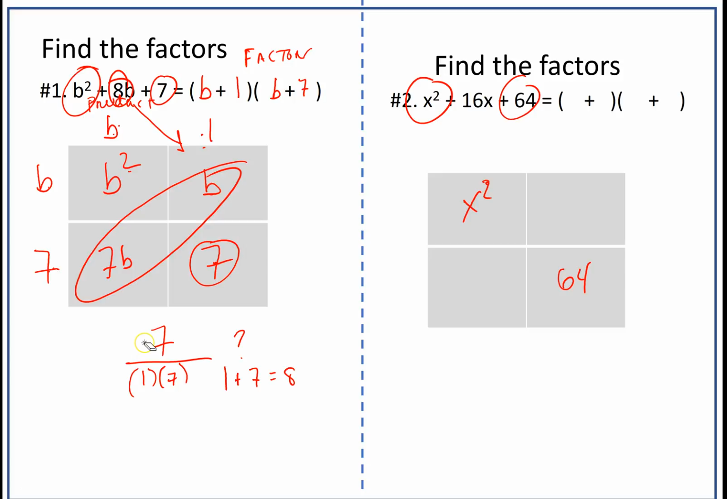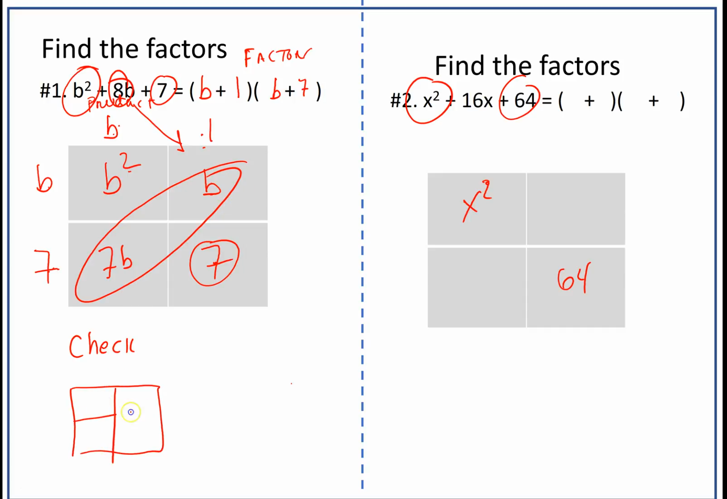Now, if you don't believe me, I'm going to check it. How can I check it? I draw a box here, and I take b, 1, b, 7. What do I get? b squared. B times 1 is b. 7 times b is 7b. 7 times 1 is 7. B squared plus 8b plus 7. It checks.